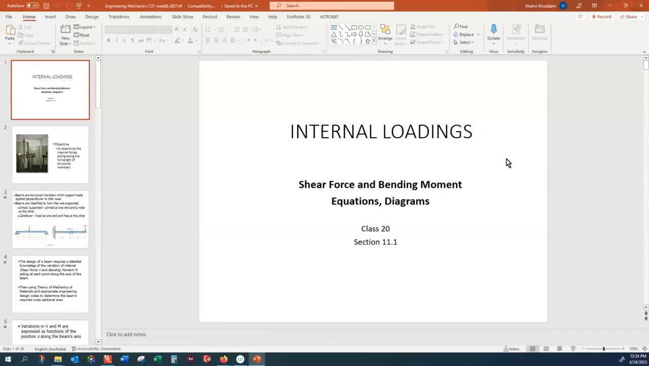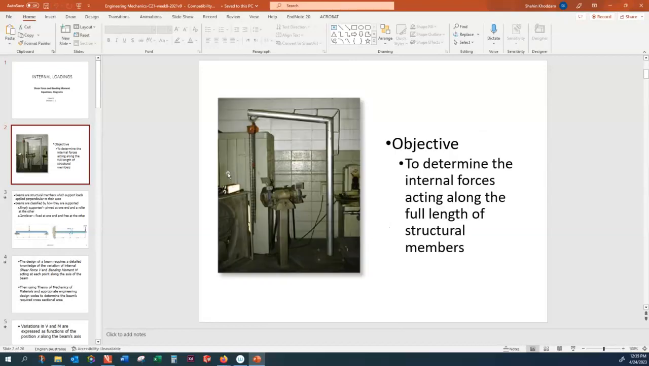Today we are going to continue with the concepts of internal load estimation inside the beam elements. So if you remember from last week, we have started to explore a new type of structural element. This new element is called a beam. It is very critical. One should be able to make a distinction between the beam and bar.